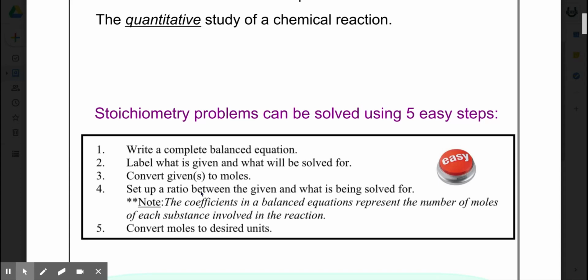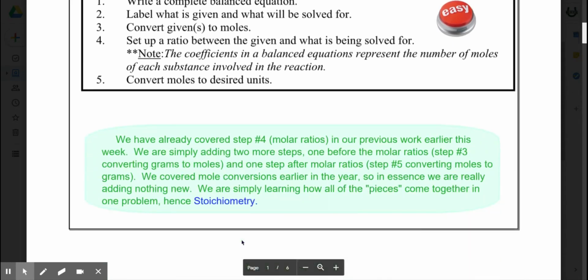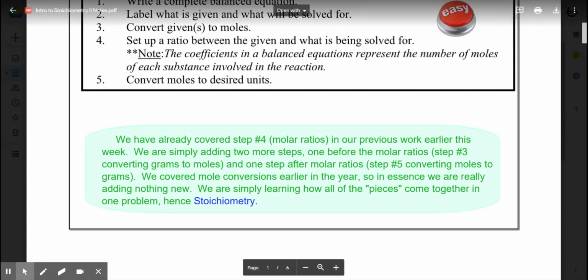And for the next week or so, it's going to be grams. So if you look at this, as I summarized here down below, we've already covered step 4, molar ratios, in our work previously this week. We're simply going to add 2 more steps, one before the molar ratios, step 3, which is going to be converting grams to moles, and one step after the molar ratios, which is going to be converting moles to grams. We covered mole conversions earlier in the year, so in essence, we are really adding nothing new. We are simply learning how all the pieces come together in one problem, hence stoichiometry.